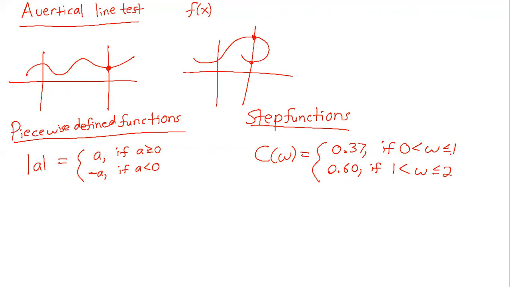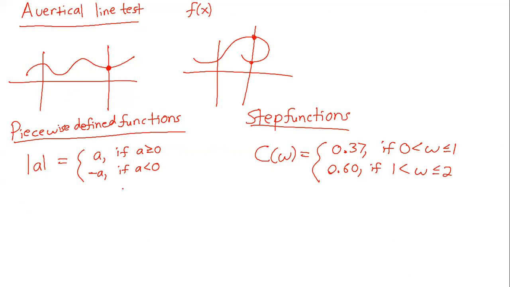So originally when W is in this range, so the independent variable is in the range 0 to 1, then the dependent variable's value is 0.37. Otherwise, when it's between 1 and 2, then now it's 0.6, so there's a steep jump in the value.